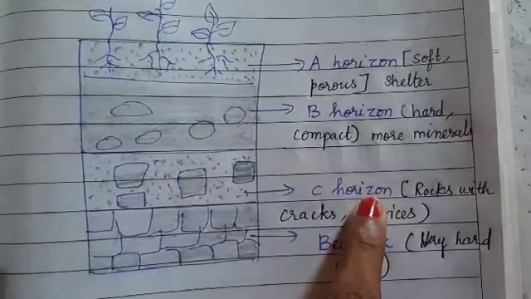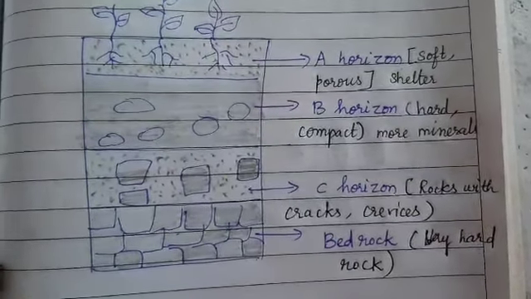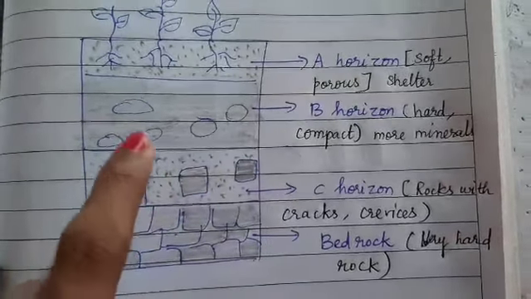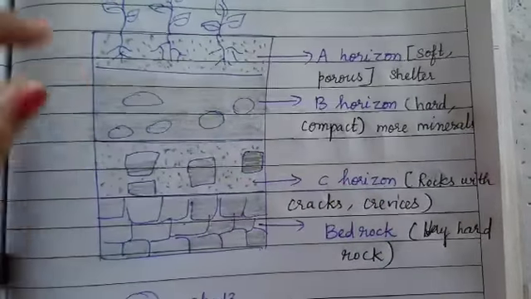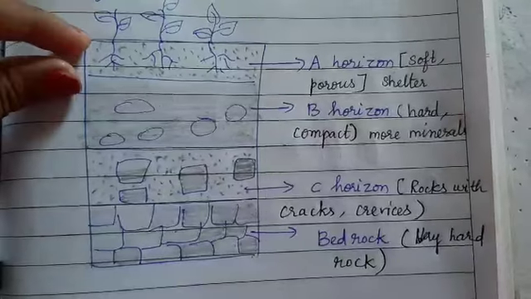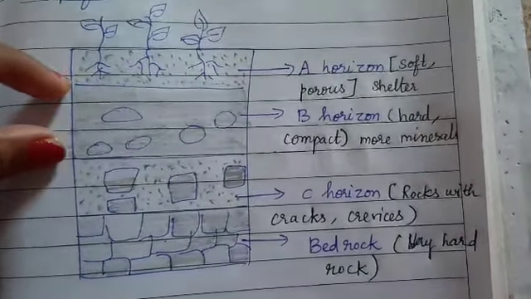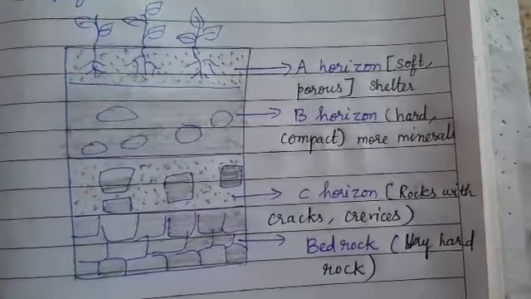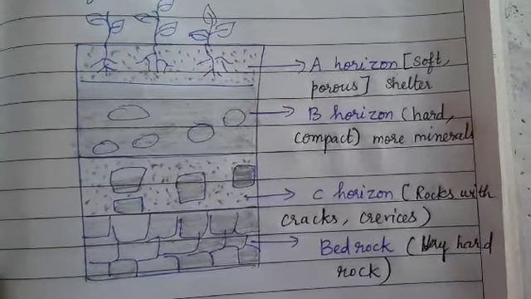The C horizon layer will have the rock bodies. Can you see here some big rocks? Yes, that is present in the C horizon or the third layer only. So when you dig underground, first you could see some soft soil. Below that you could see some hard and compacted sand or soil, and then only you could find the rock bodies in the third layer, that is the C horizon.